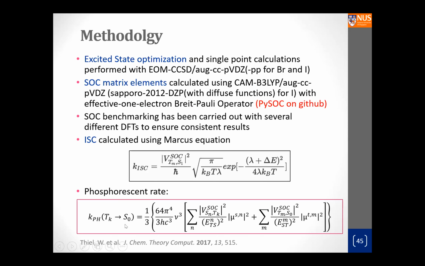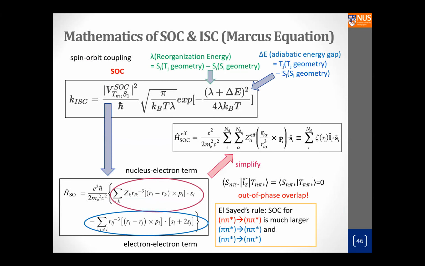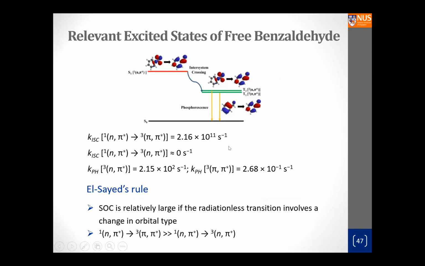The fluorescence rate you calculate using this equation here. Most important is this spin-orbit coupling term, which we calculate using the PySOC method with a DFT approach. So this is the equation. Let me use the last couple of minutes to give you the results.